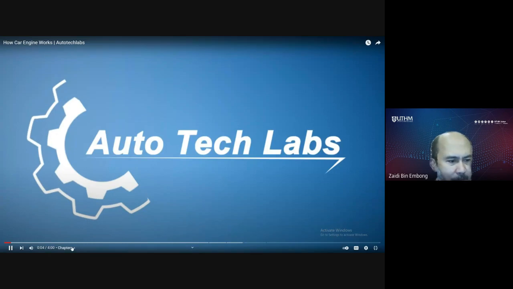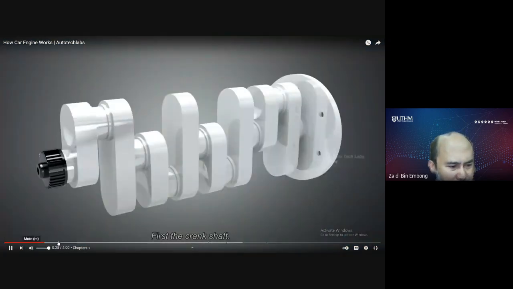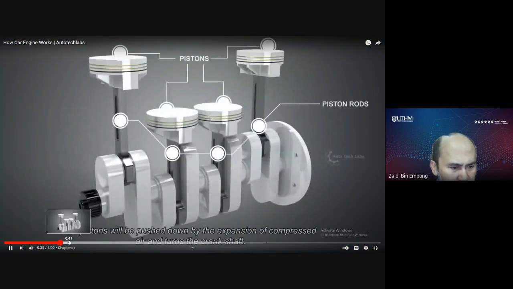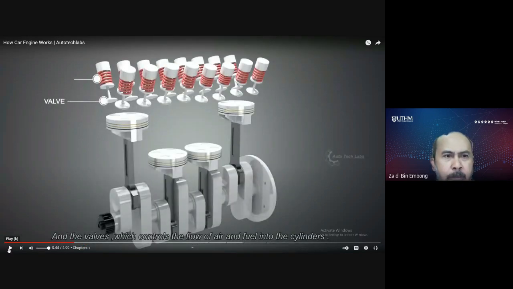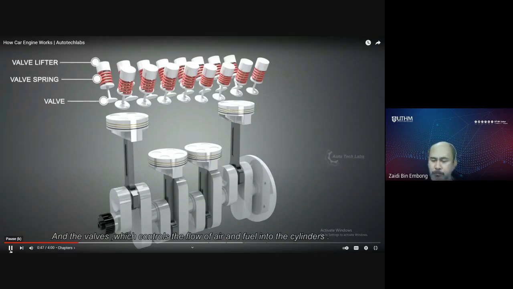Okay, the valve just now, you see. And the valves, which control the flow. Okay, this valve, one inlet, one outlet. Inlet means that the gas, the fuel that tends to be a gas, goes into the inlet, and after the reaction occurs, you release the heat. So this is the outlet, one inlet. That's why we have the valve, yeah? Flow of air and fuel into the cylinders.